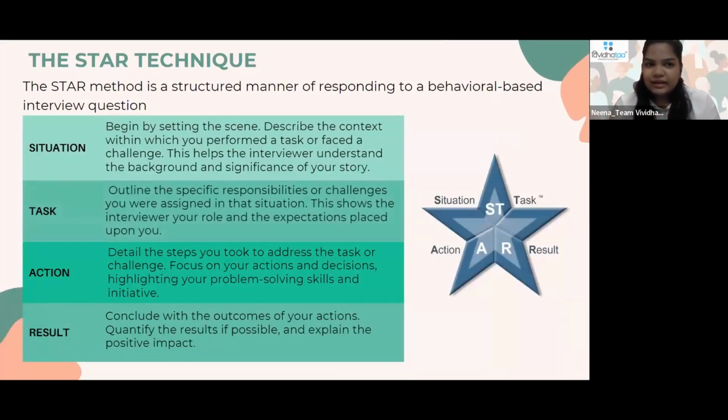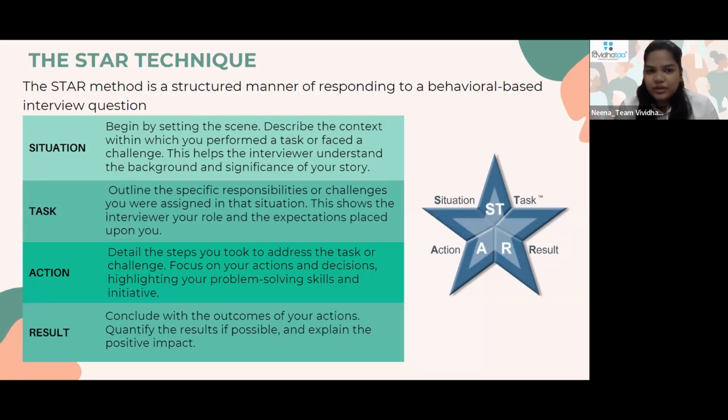This very important technique, which not just a fresher but a person who has a good amount of experience also applies, is the STAR technique. I would tell you all to kindly note this technique as well. The STAR method is a structured manner of responding to a behavioral based interview question. STAR: situation, task, action, and result.